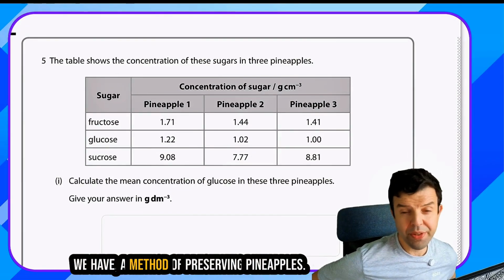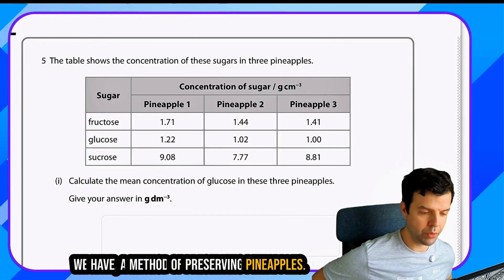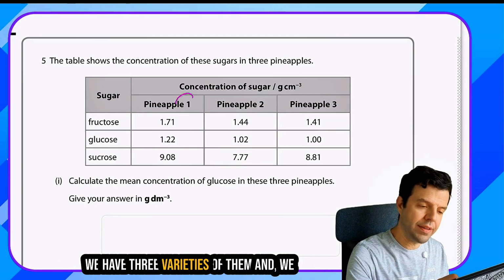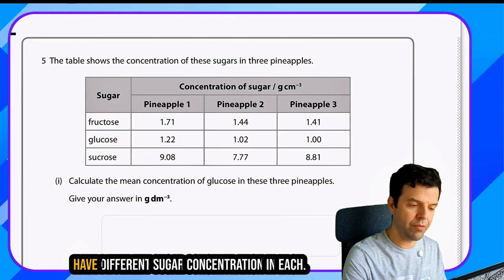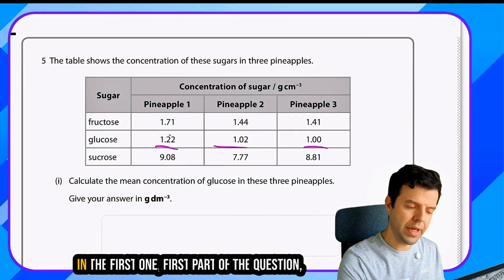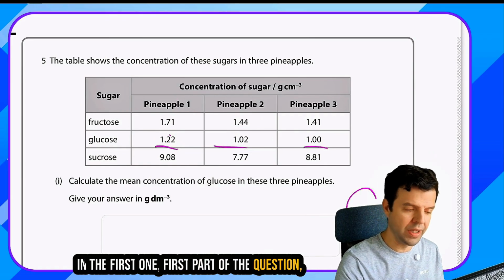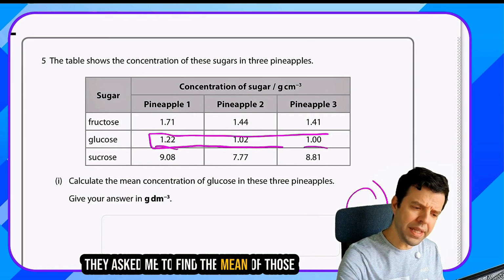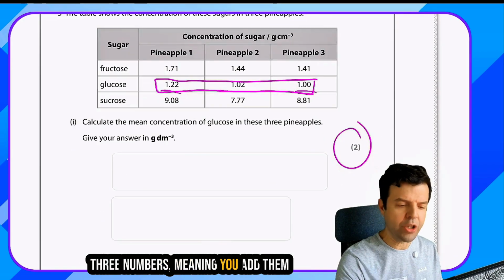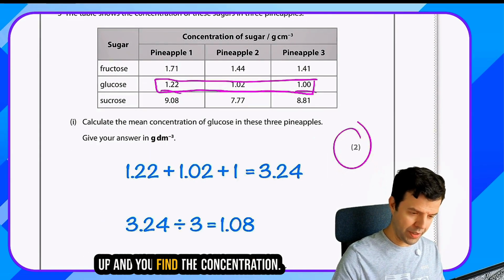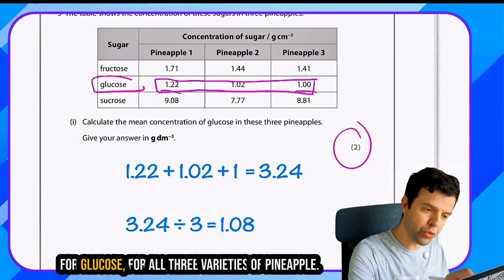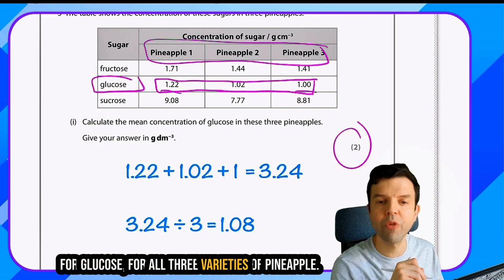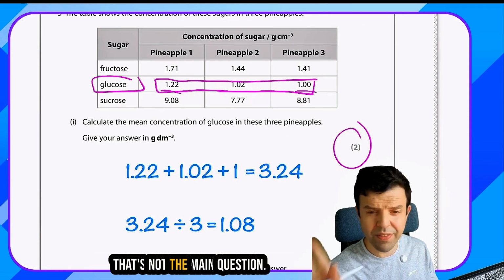We have a method of preserving pineapples. We have 3 varieties of them, and we have different sugar concentration in each. In the first part of the question, they asked me to find the mean of those 3 numbers, meaning you add them up and you find the concentration for glucose for all 3 varieties of pineapple. That's not the main question.